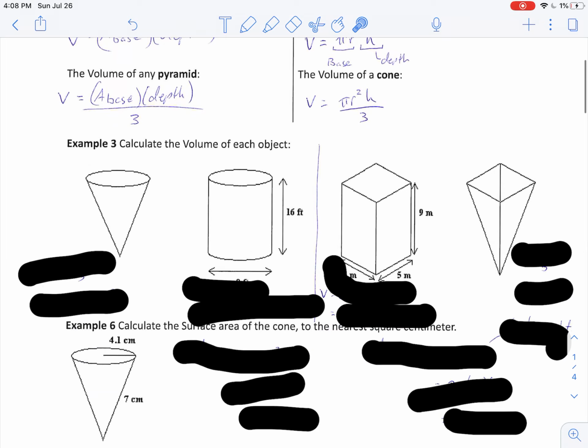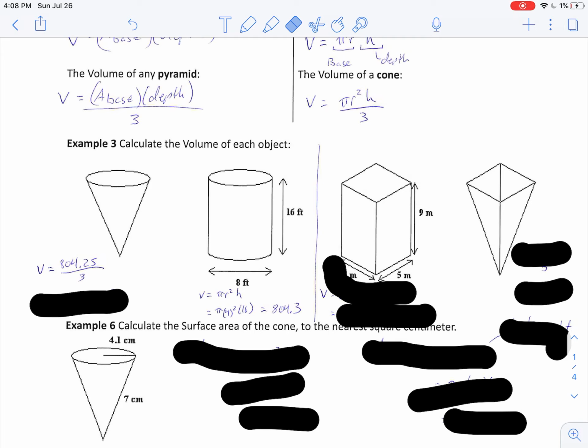So, quick examples here. We are going to calculate the volume of each object. I only have measurements for this one, and nothing over here, so I'm going to assume that this came out of here. So I get my volume formula, which is volume equals pi r squared h. My radius is 4, since half of 8 is 4, and then the height is 16. All together, I get a volume of 804.3. Then my formula for my cone is 804.25 or 804.3 divided by 3, which gives me a volume of 268 feet squared.